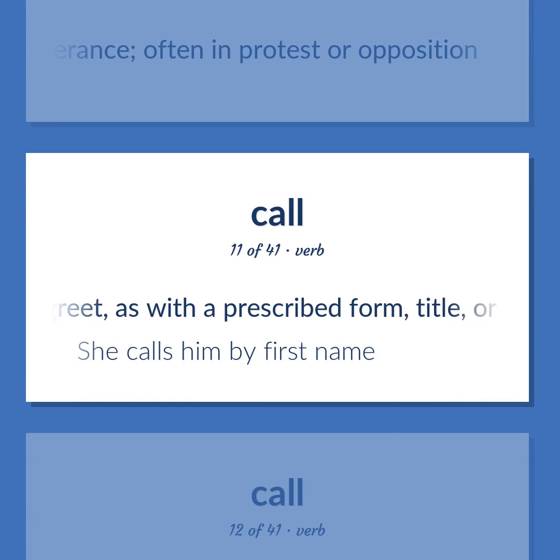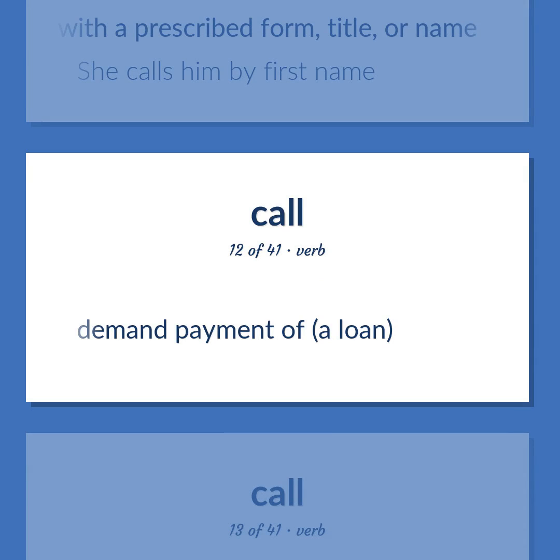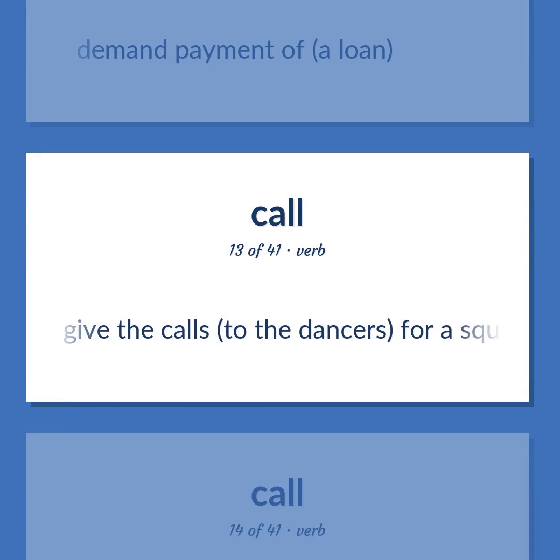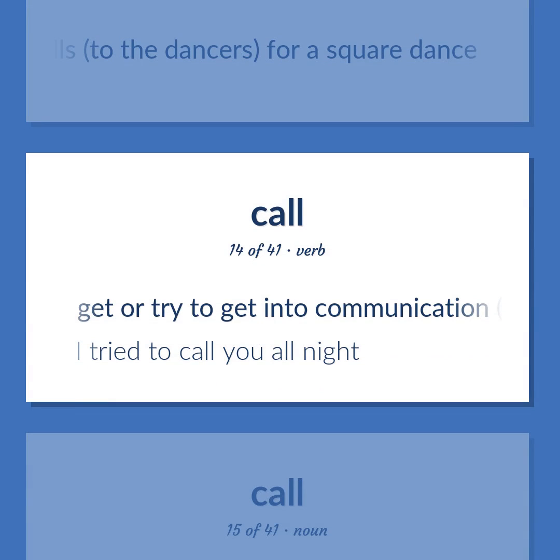Greet, as with a prescribed form, title, or name. She calls him by first name. Demand payment of a loan. Give the calls to the dancers for a square dance. Get or try to get into communication with someone by telephone. I tried to call you all night.